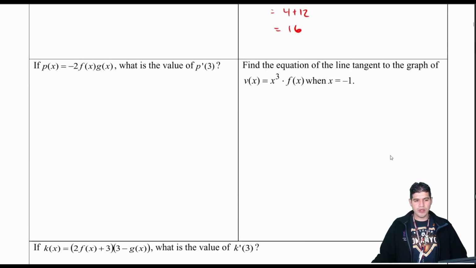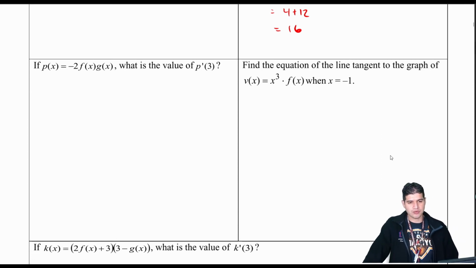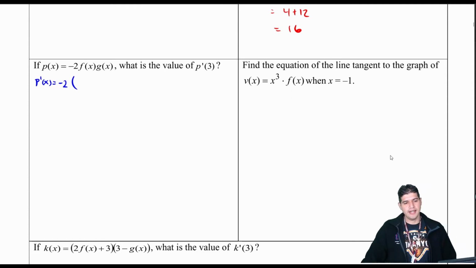Now in this problem, we're going to end up using the product rule. Let's find p prime of x first. That's going to be negative 2, a constant, times, and I'll use the product rule on f and g, f prime of x times g of x plus f of x times g prime of x. So that's the product rule right there.